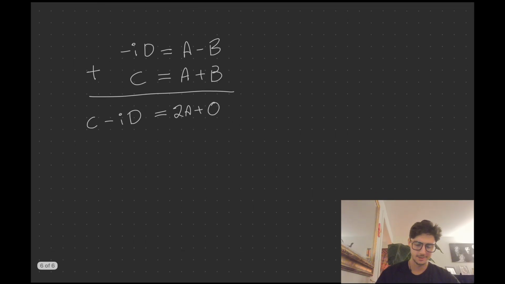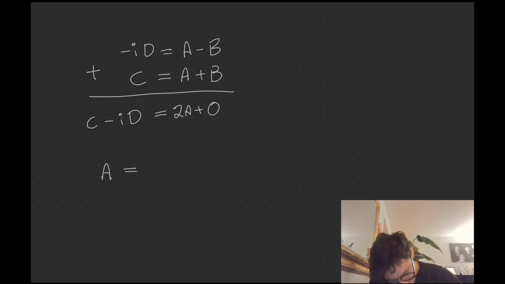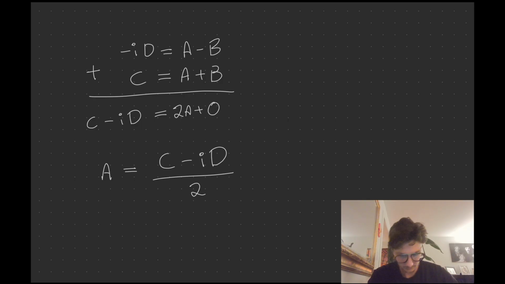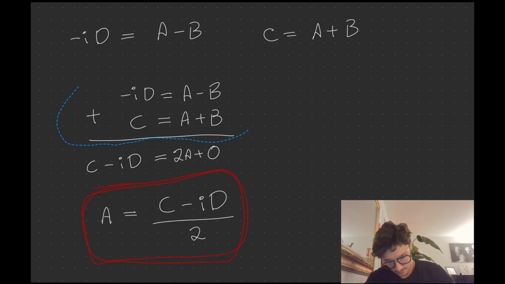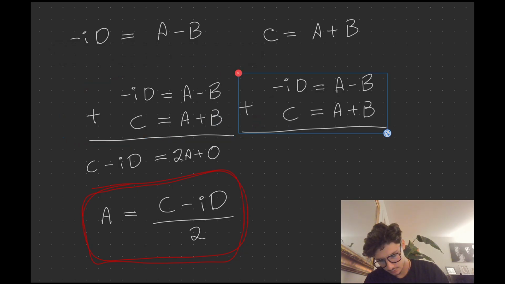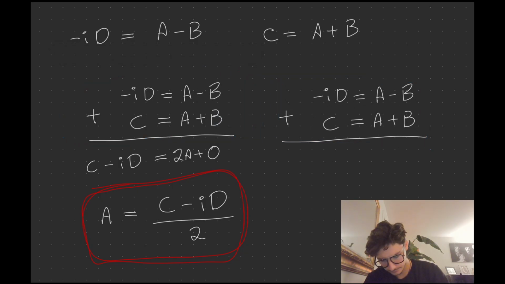And we did it, boys. Oh my god, brother, this makes me feel good. A equals C minus ID over 2. This looks good to me. There's no errors here. How do we check if this is true? If we add the equations together, then we can just as easily subtract the equations to get the other one. I think that sounds good.